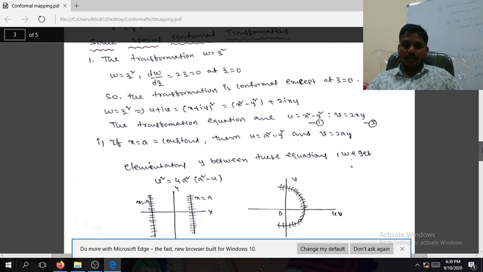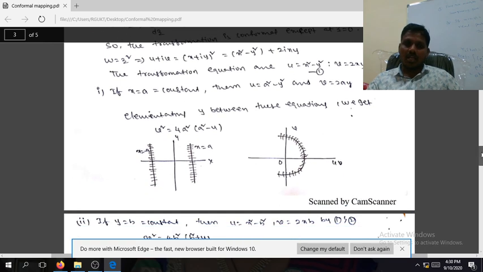If I consider one case, x = a, that is a vertical line, the image of x = a is x = −a. If the region exists in between x = −a and x = a in the z plane, what corresponding image do I expect under this mapping? That is very important, and that is what we are going to discuss here.